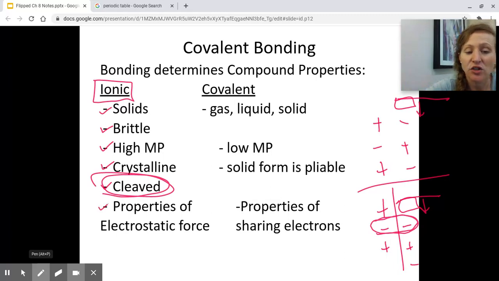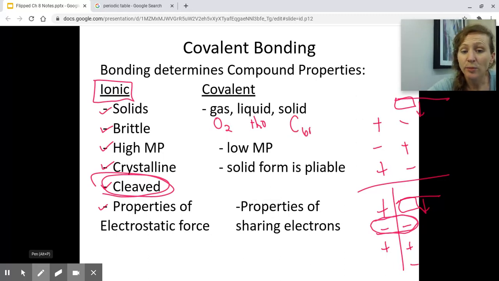Ionic is very driven by properties of electrostatic force. So ionic compounds form in very consistent ways. This is not true for covalent compounds. Covalent compounds are kind of all over the map. Some of them are gases, like O2. Some of them are liquids, like H2O. Some of them are solids, like diamond.